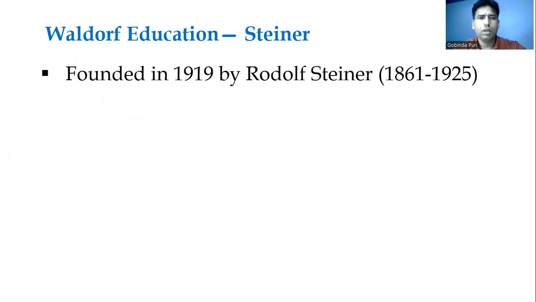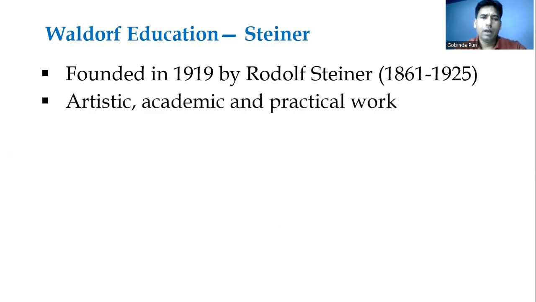Waldorf School was founded in 1919 by Rudolf Steiner, who was born in 1861 and died in 1925. He says artistic, academic, and practical work should be integrated into education. The children should be involved in all aspects of education, like artistic, academic, and practical. These all three should be connected in education.